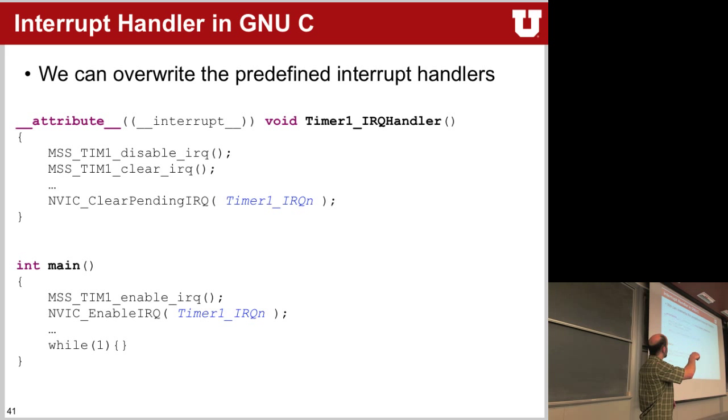What you can see, first thing we do, we actually disable the interrupt. We clear the interrupt, in this case, in the peripheral. So we tell the hardware to turn off its interrupt line. And then later on, we clear the pending bit in the NVIC. This is a very typical sequence.